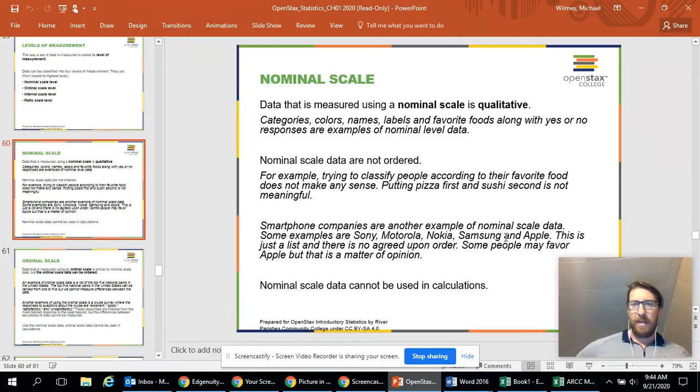So the nominal scale is all of our qualitative data. This is everything with words, and they can't be sorted and they can't be calculated. It's just a description, such as the name of toppings on a pizza.